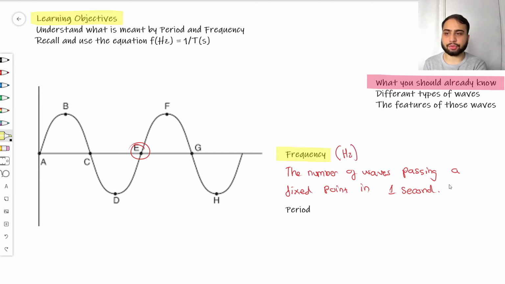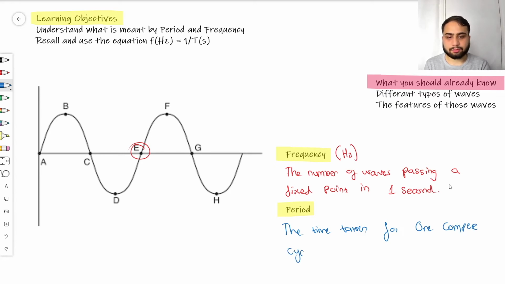Now let's move on to period. Period, let's do that in a different color, is the time taken for one complete cycle of a wave. So if we had a wave here, it went up, it went down, and it went back up again. However long that whole process took, that is the wave's period.